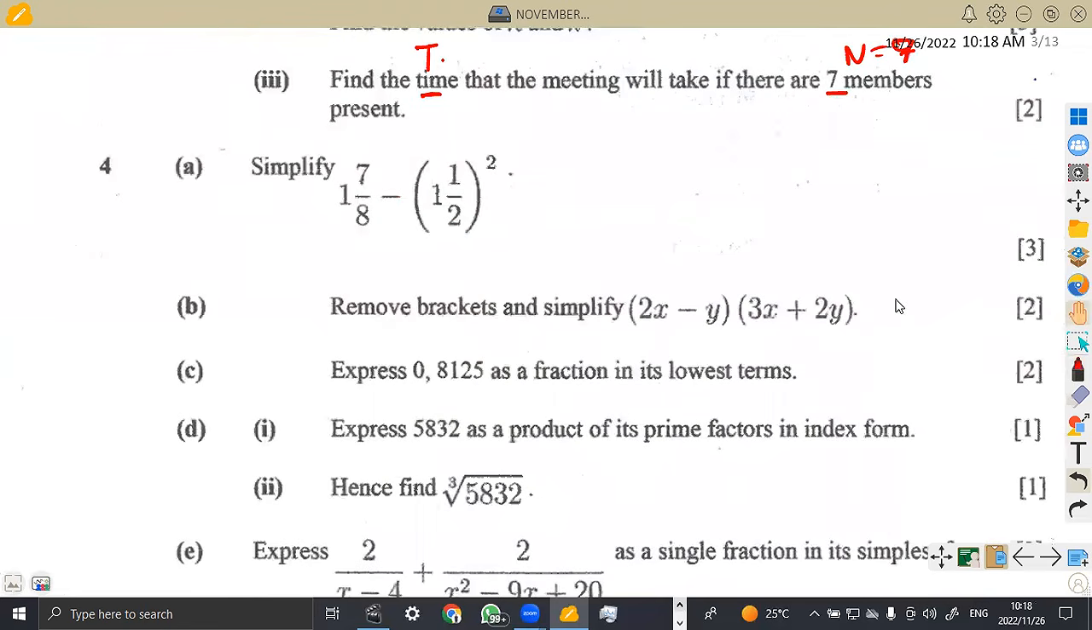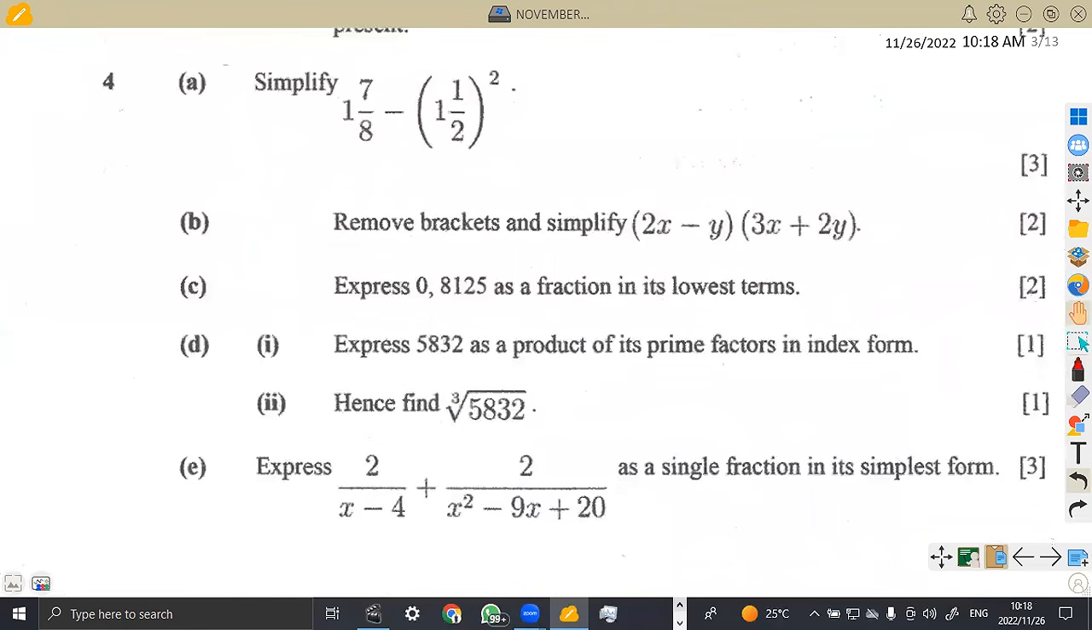All right, so let's check question number 4, which was to simplify. These are some of the basic questions that we can have in the exam. Just simplify this part.